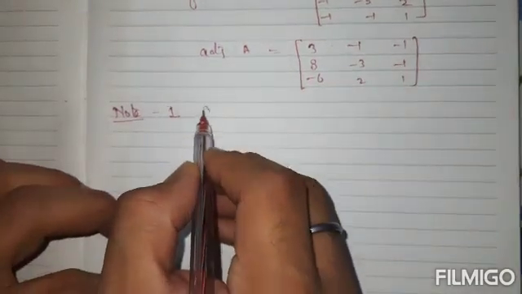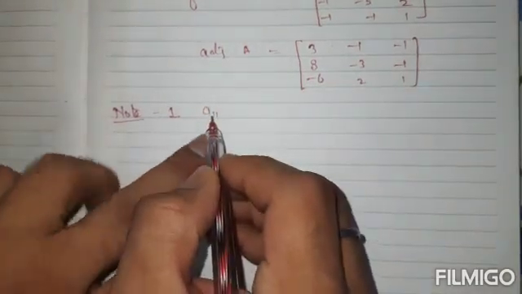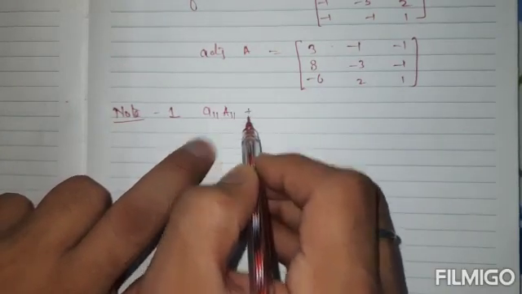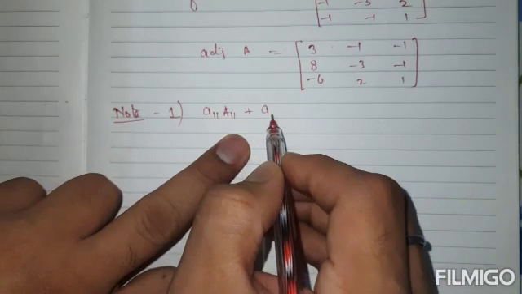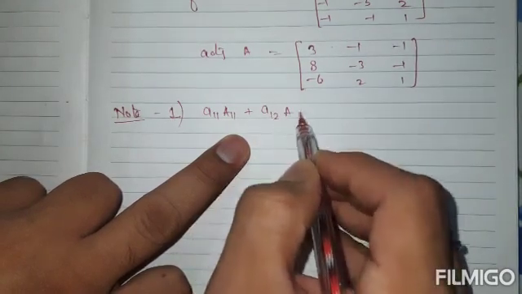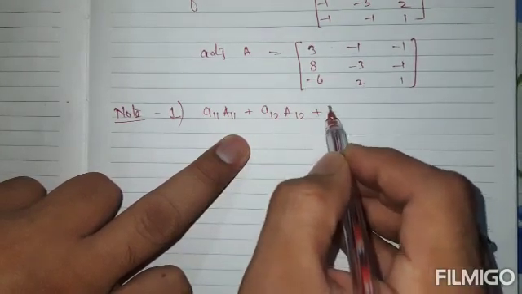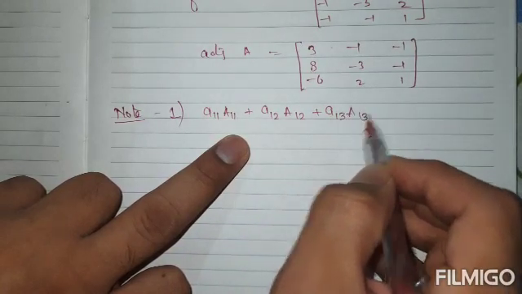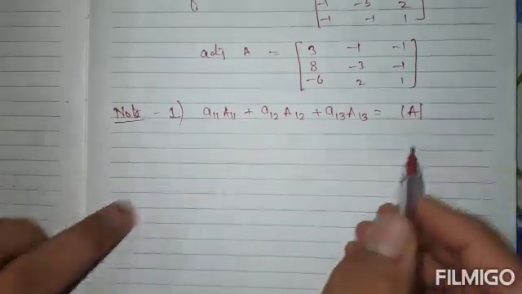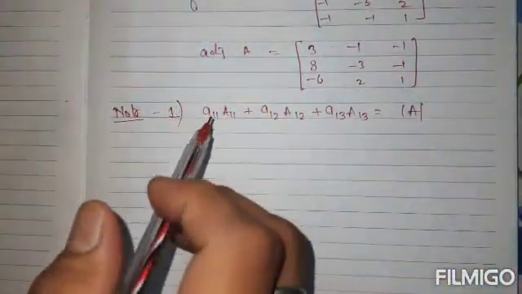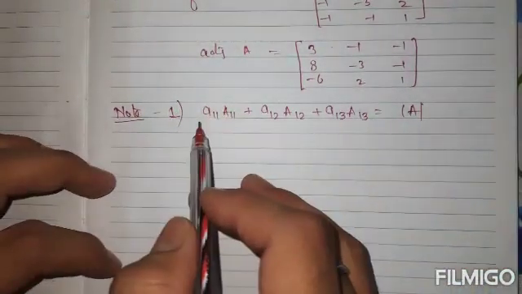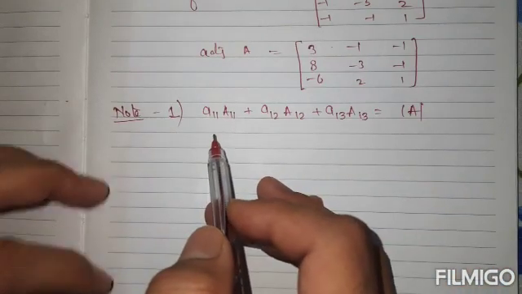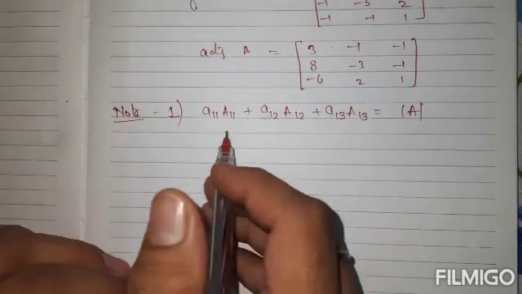Suppose A11, the first element of the first row, is multiplied by its corresponding cofactor, then the second element of the first row is multiplied by its cofactor, and then the third element of the first row is multiplied by its cofactor; this will give you the determinant of A only. This is not only true for first row elements, this is true for second row elements also, third row also, and even for column elements also.